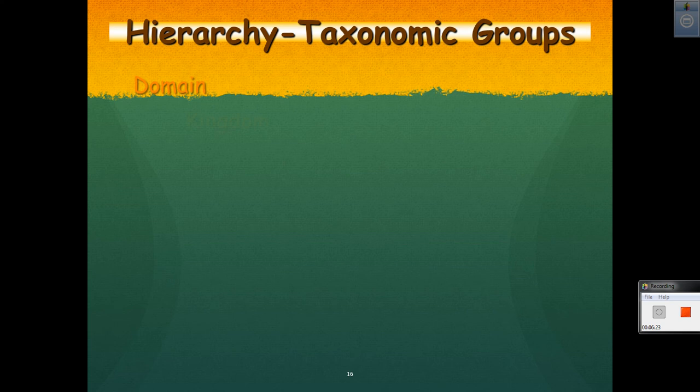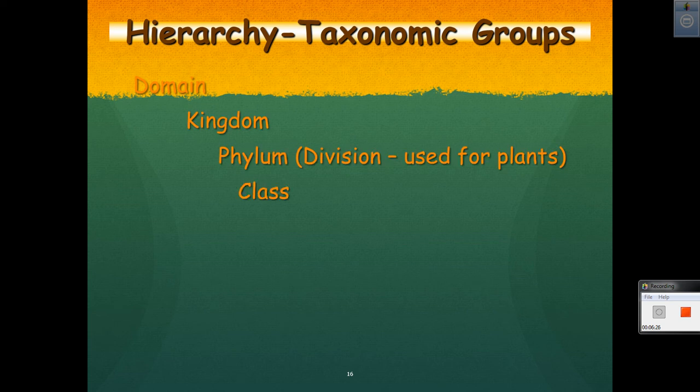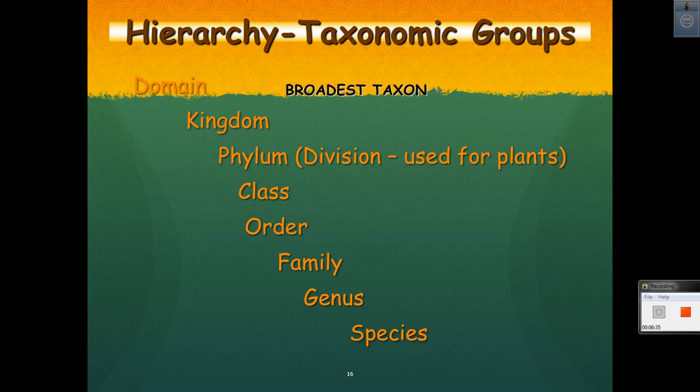Taxonomic groups: domain, kingdom, phylum, class, order, family, genus, species. Domain is the most broad, and it includes everything. We have three domains. We have Prokarya, Eukarya, and Archaea. Species is the most specific. This is where we're talking about sapiens, domesticus, things of that nature, the most specific names.